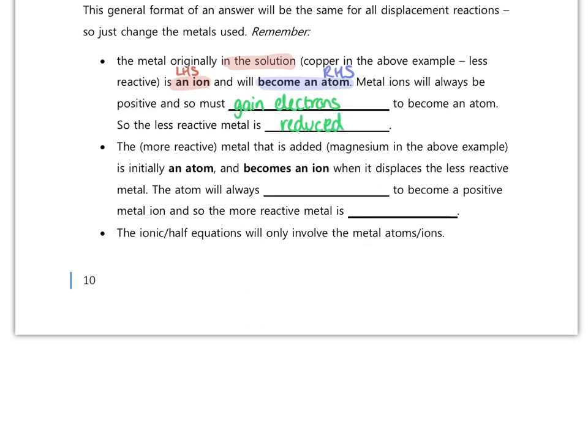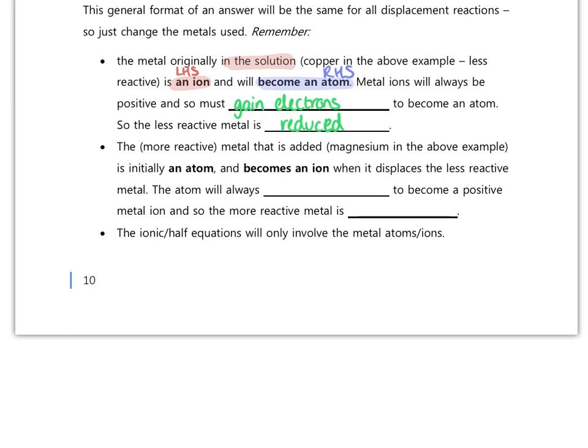So in that sense, if you're able to identify the metal that is in the solution on the left hand side, so in the example we've just done, that was copper, it will always go from ion to atom, so in other words charge to no charge on the right hand side. It will be gaining electrons, so the electrons will be on the left.